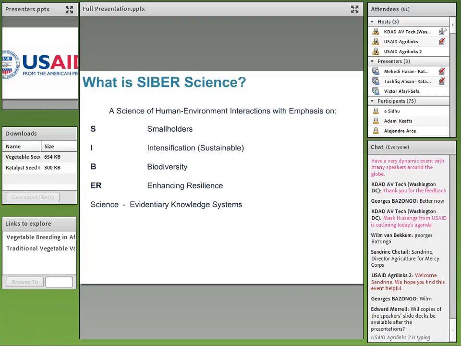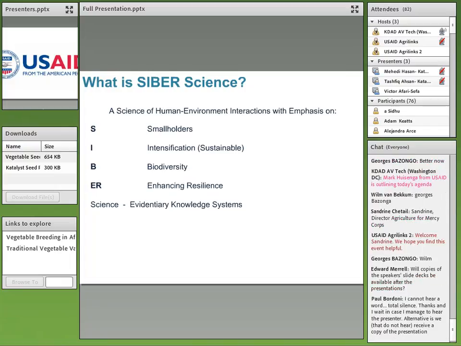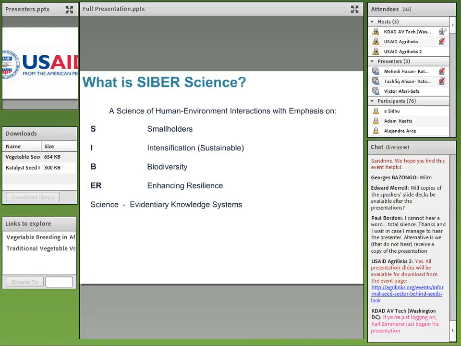A biodiversity perspective is pretty central here. Informal seed sectors are associated with the significant use of biodiversity, especially what people refer to as agrobiodiversity, so the biodiversity of cultivated biota, crops and livestock and associated wild relatives. And the idea of enhancing resilience is really central here too. So how to build the capacity to respond to shocks in these systems. These shocks could be environmental shocks associated with drought or other stressors, as well as socioeconomic ones, market failure, et cetera.